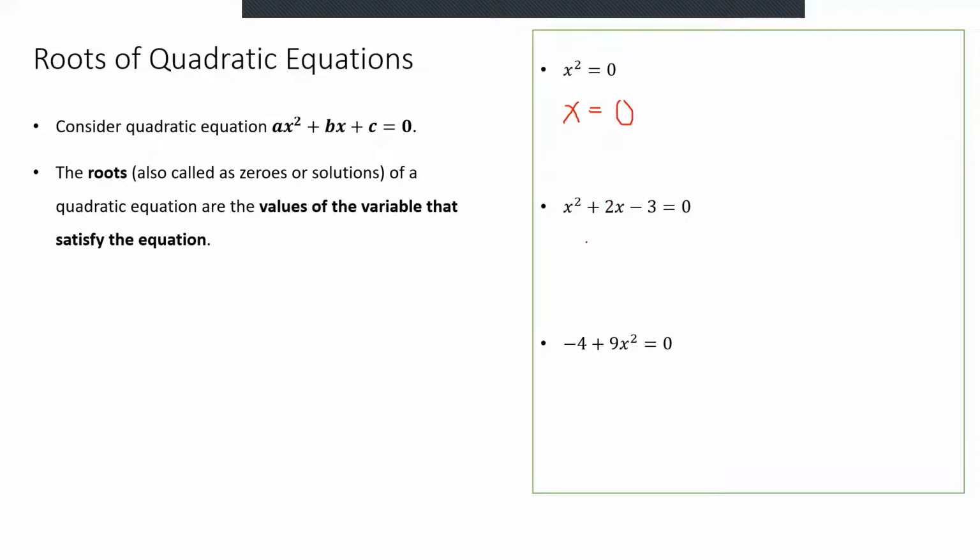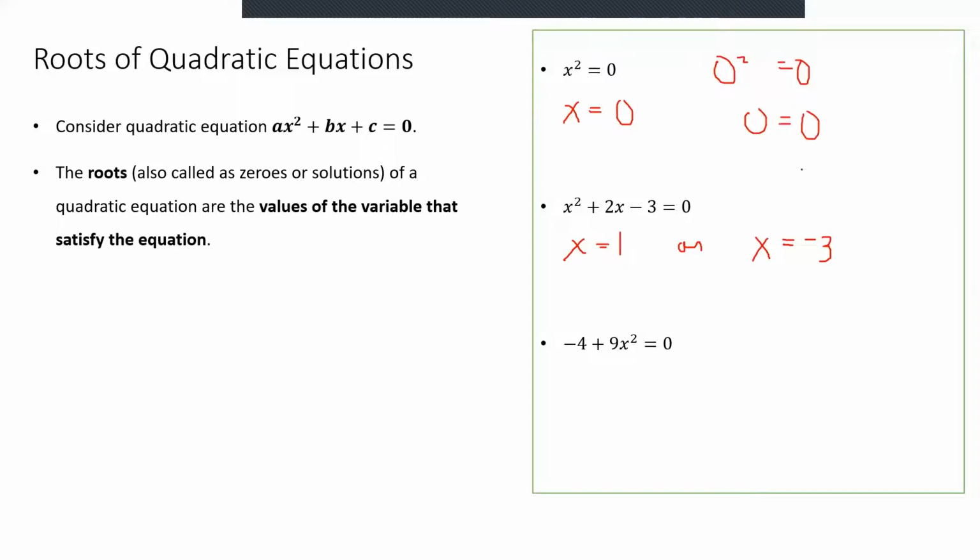How about here? x squared plus 2x minus 3 is equal to 0. What are the values of x that will make this equation true? So that is x is equal to 1, right? And or x is equal to negative 3. And we can substitute here. We can substitute x equal to 0 here. So we get 0 squared is equal to 0, and 0 is equal to 0.